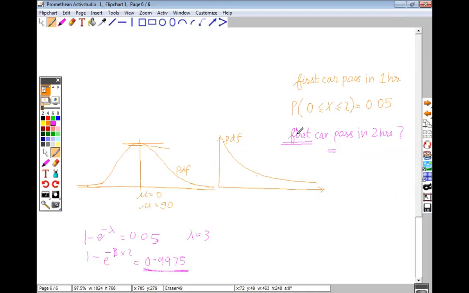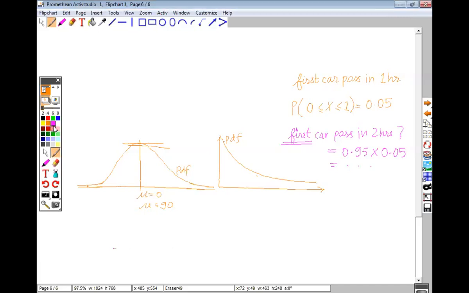So again, when I write the word first here, that is the difference it makes. I want my first car to pass in 2 hours. And that is why the answer here would be the probability that no car passes in the first hour, which would be 1 minus 0.05, which is 0.95, times the probability that the car passes within the next hour, which will be 0.05. And you'll get some answer for this, which we don't have to care about. What we care about is the numbers that we have directly from the things that we are considering.